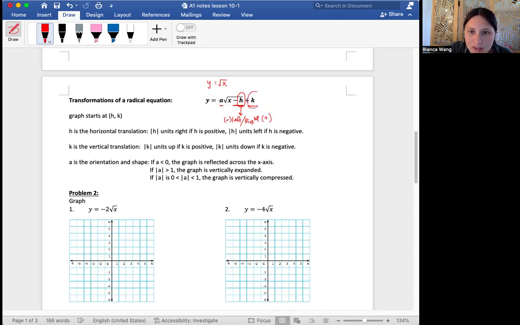If the k itself, so we're not looking at the plus sign, it's just the k itself, if that's positive or negative, that's also telling us the direction it's moving. And this is going vertically. So this is going up or down. Okay. So as you can guess, if it's going up, the k itself will be positive. Going down, the k itself will be negative. Then we have the a. This is the stretch. Okay. This is basically if it is going to become wider or more narrow.